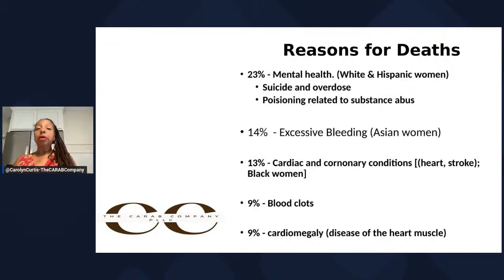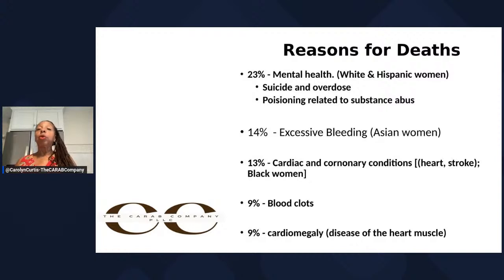Mental health affects white and Hispanic populations. It is the largest cause of maternal deaths in the United States at 23%. Almost one-fourth of all women are either taking their lives or having some sort of overdose. This is up to the first year after they've had their baby.